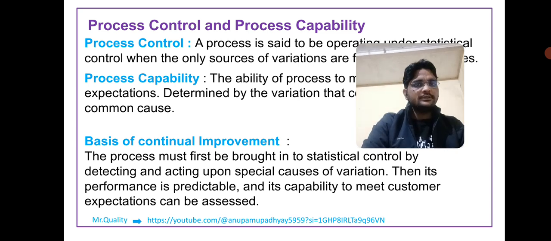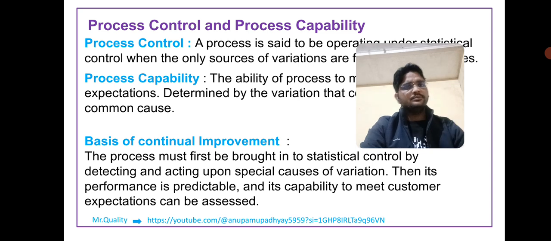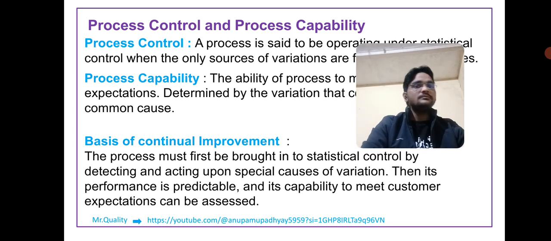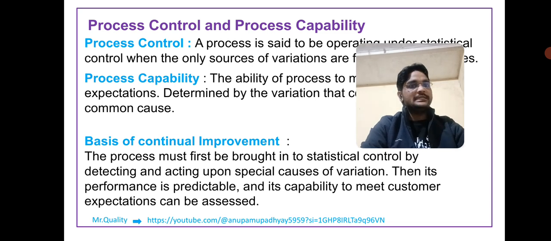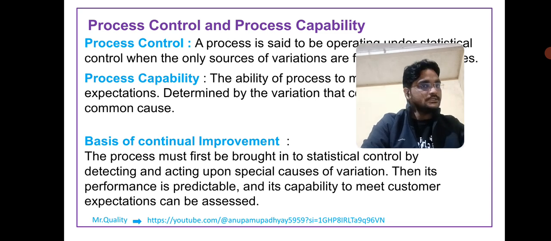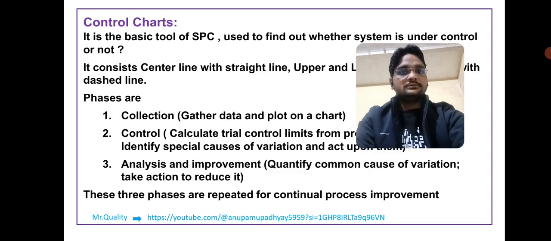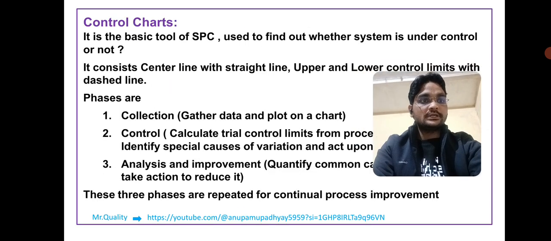In terms of SPC, the basis of continual improvement is that the process must first be brought into statistical control, meaning the process has no assignable causes, by detecting and acting upon special causes of variation. Then its performance is predictable, and its capability to meet customer expectations can be assessed. Now we are going to discuss control charts.